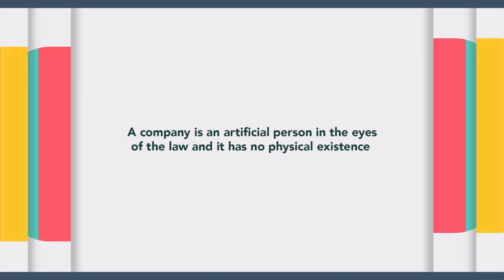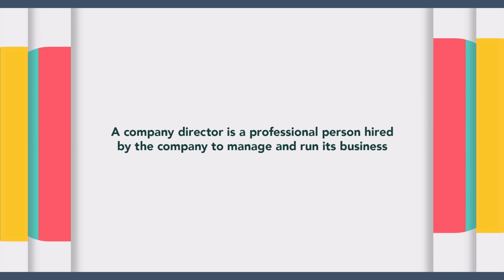A company is an artificial person in the eyes of law. It has no physical existence. So, there has to be some agency of humans to control and manage it. People who do so and constitute an agency are known as the board of directors. They run the affairs and management of the company. Thus, a director is a professional person hired by the company to manage and run its business.